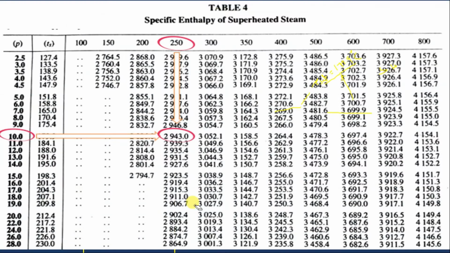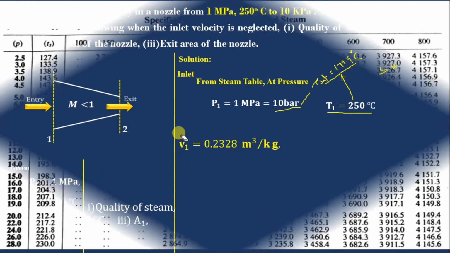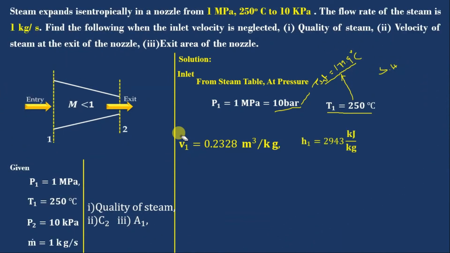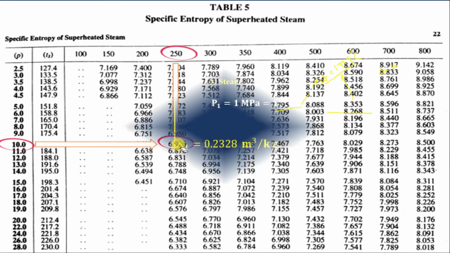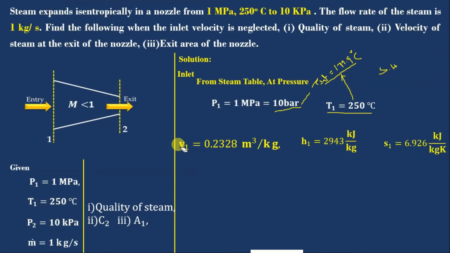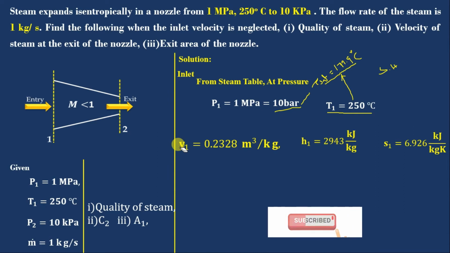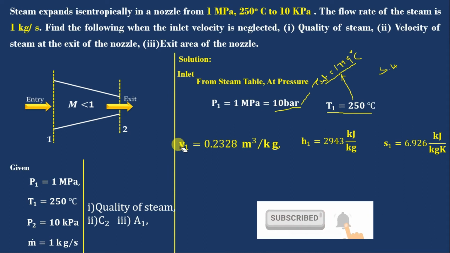Next one, table number 4, we can get specific enthalpy. Again 10 bar pressure, 250 degrees Celsius. You can see the intersection, 2943 kilojoule per kg is the enthalpy at inlet. Next one, specific entropy, that is table number 5, 250 degrees Celsius, 10 bar. You can see 6.926 kilojoule per kg Kelvin. These are the inlet conditions of the steam.